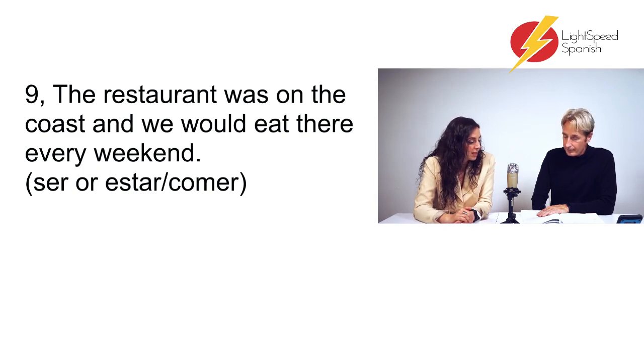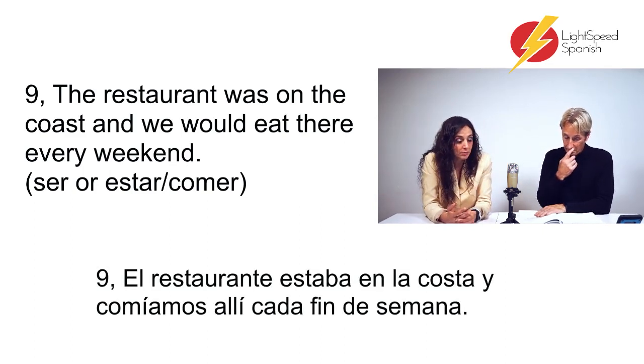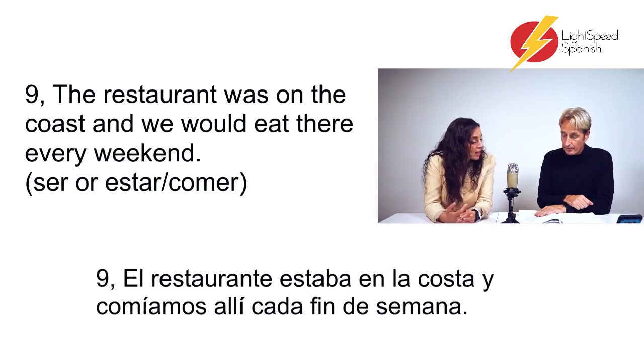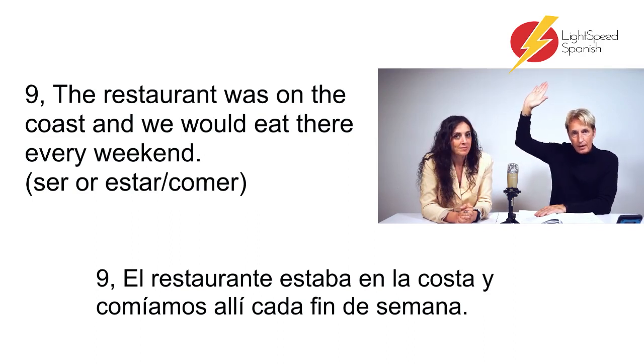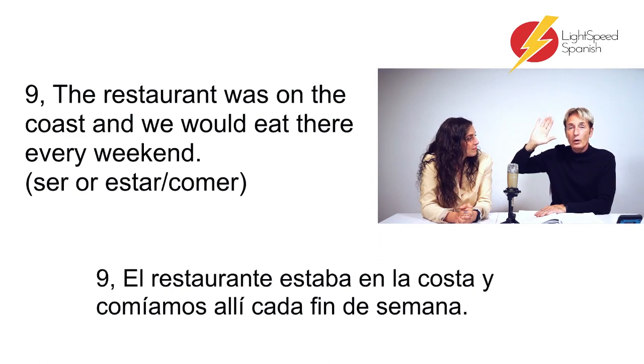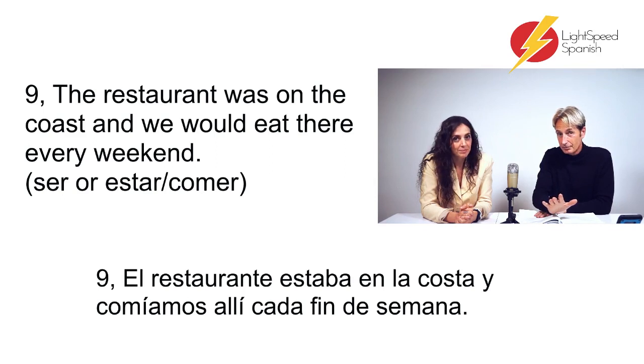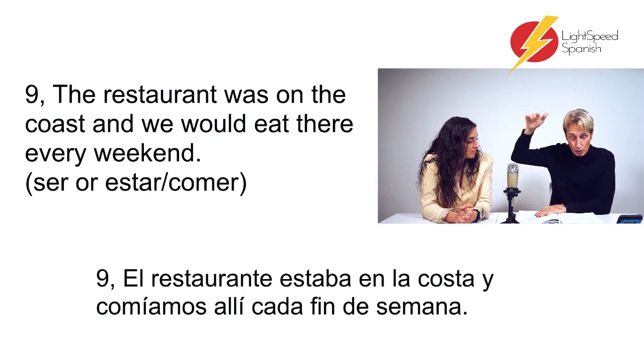El restaurante estaba en la costa y comíamos allí cada fin de semana. So we're using estar because we're talking about location, and we're using imperfect. Why? Because we're referring to this every weekend. This is where it was, and this is what we did every weekend. We won't use estuvo en la costa, because if we say that, then it's not there anymore. It might still be there. So we're just describing where it was, and then we would eat there. If you can replace would with used to, then you know it's imperfect.